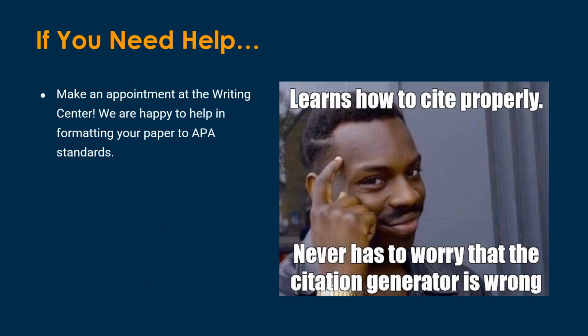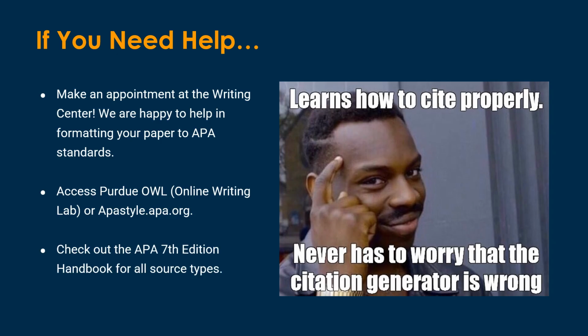If you need further help with any aspect of APA style, please reach out to make an appointment with the Gaston College Writing Center. We are here to help in any way we can. Purdue University's online writing lab, or Purdue OWL, is also a great source for help with all things APA, as is the American Psychological Association's website. And finally, the APA 7th edition handbook will provide you with many examples of how to cite different types of sources in APA style.